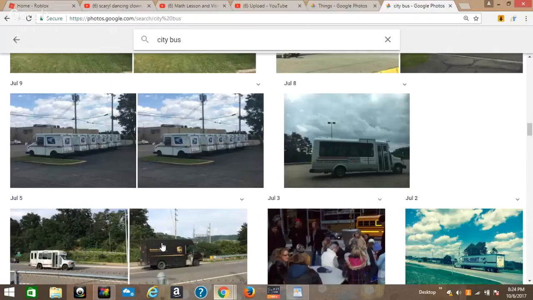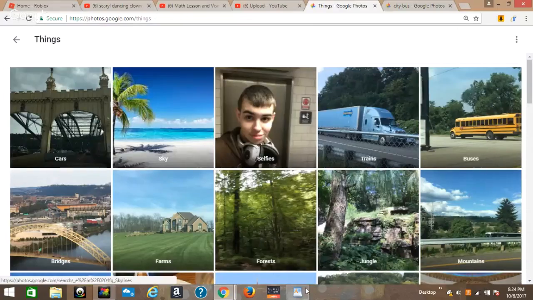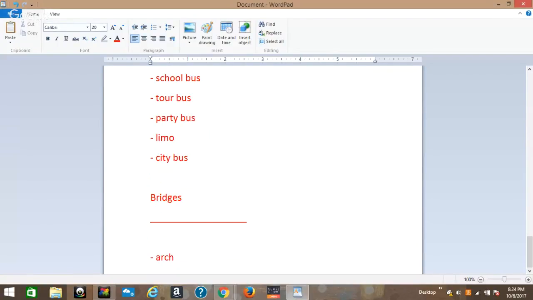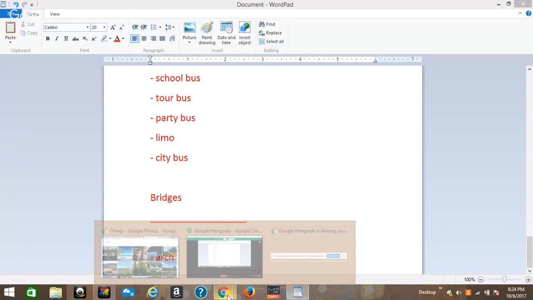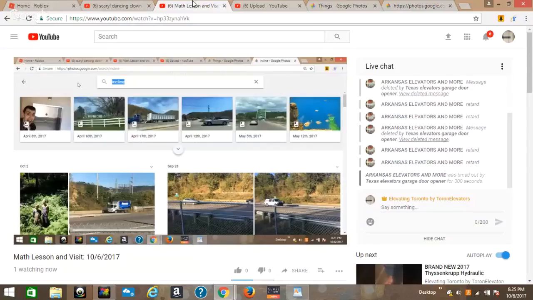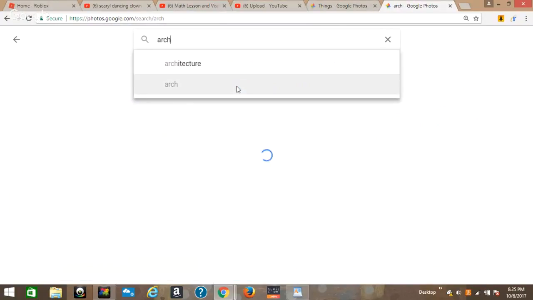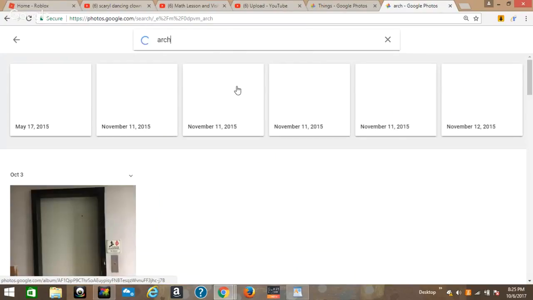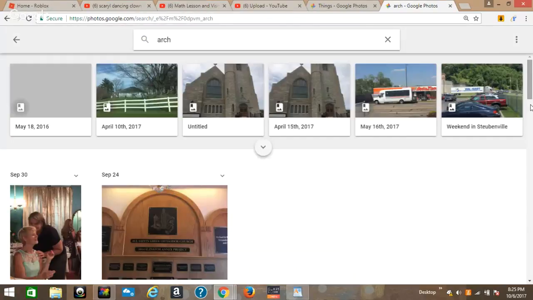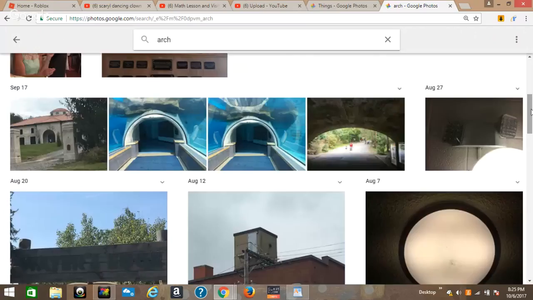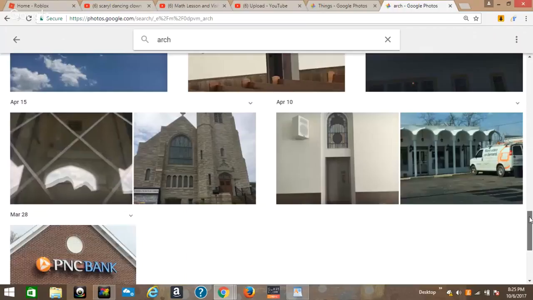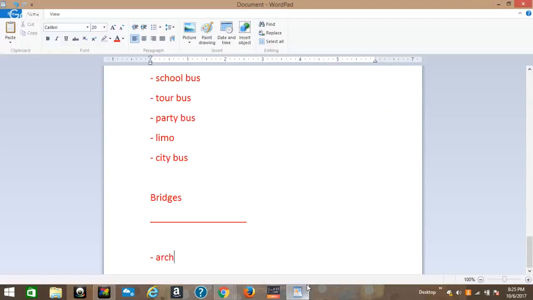All right. Next is bridges. Arches. An arch is one example of a bridge. And now listen, you guys may have noticed that a mail truck is not a bus. We're not going to say, okay, well, mail truck is a bus. We don't know what kind of vehicle it really is. Okay, an arch.